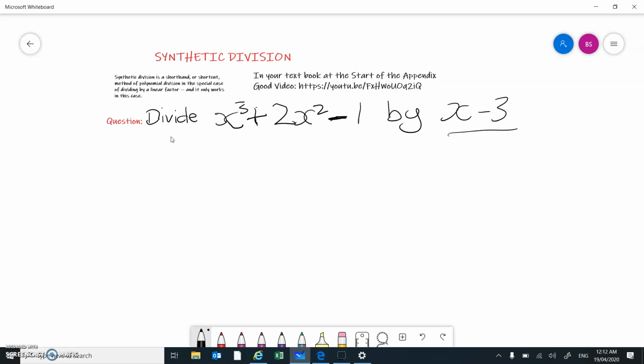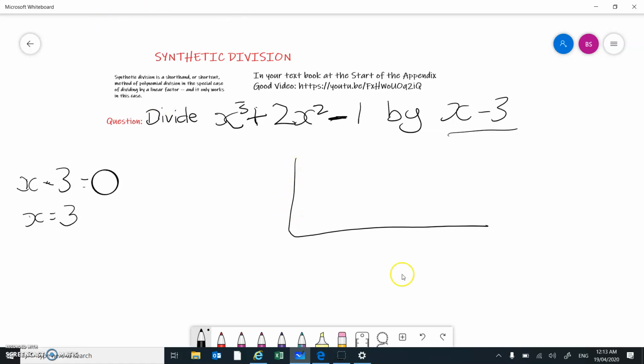So first of all, we take what we're dividing by, x minus 3, and we make that equal to 0. We solve it, we get x equals 3. And that's important because when we set our table up, which looks like this, you put what x equals here, so 3. Then we put all the coefficients of the polynomial across here.